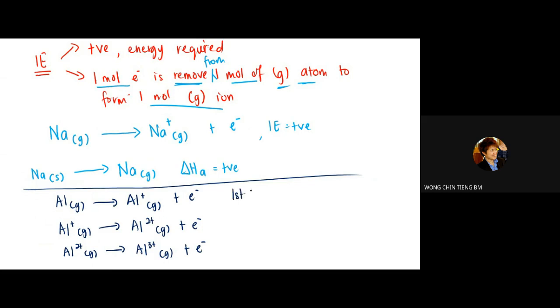That is your first IE. That is your second IE. And that is your third ionization energy. The first electron, the second electron, the third electron. And ladies and gentlemen, your third IE will be forever higher than the second IE, and your second IE will be forever higher than your first IE. Clear? Boleh? Logik, eh? All right. Next.